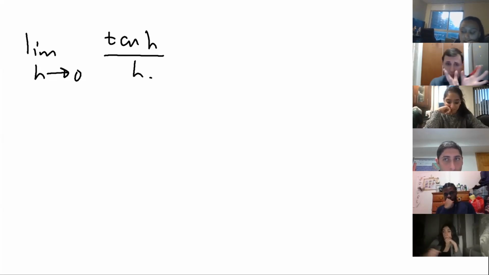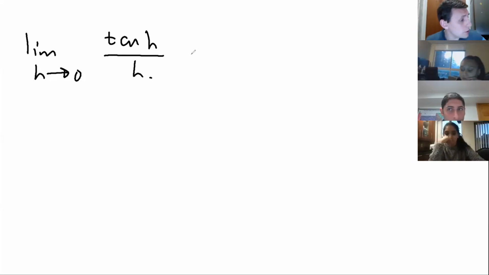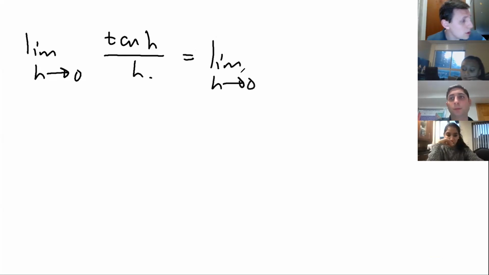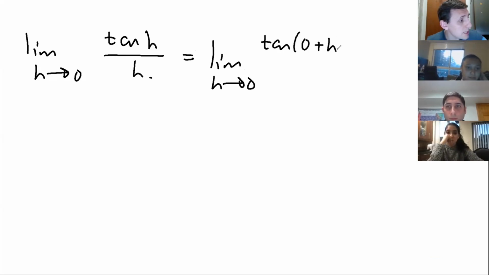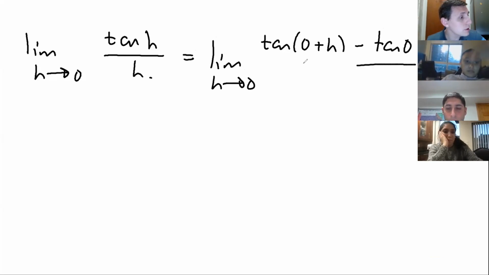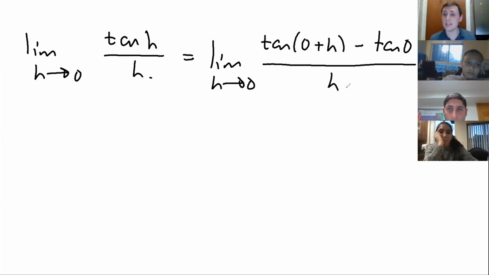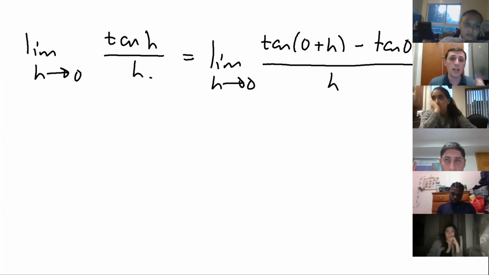What does the expression suggest? Look at it, guys. Tangent of h. Does it look familiar? This is just limit as h goes to 0 of tangent of 0 plus h minus tangent of 0, right? Tangent of 0 is 0, divided by h. So somebody is taking the derivative of tangent at the particular point 0. Are you seeing it? You all see it, guys?